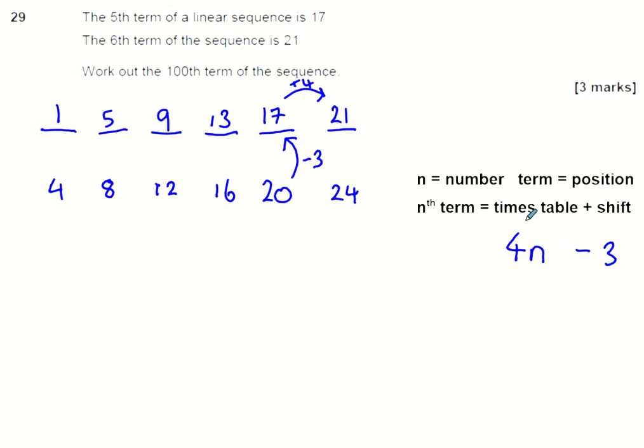Now we can use this. To work out the 100th term, that means we want the 100th number. So n is going to be worth 100, so 4 times 100, and then we're going to -3. 4 times 100 is 400, and 400 minus 3 is 397. And so 397 is the 100th term of the sequence.